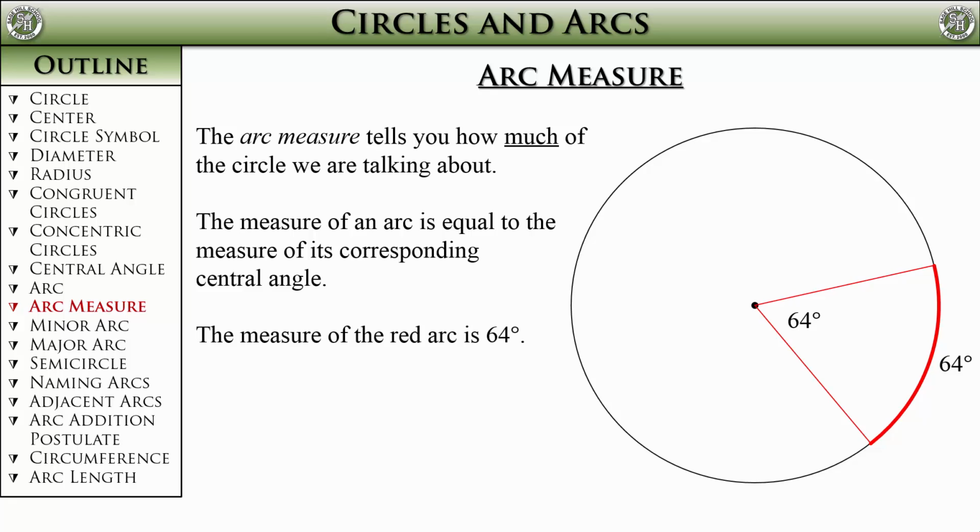What is that telling us? I know that it is 360 degrees to go around the full circle. Since this red arc measures 64 degrees, that is saying that this arc is 64 out of 360, or 8/45ths, the size of the whole circle. This arc is an unbroken piece of the circle. The 64 degrees just tells us exactly how much of that 360 degrees we have.